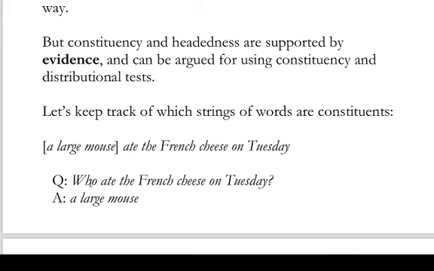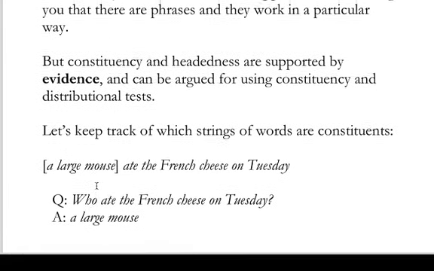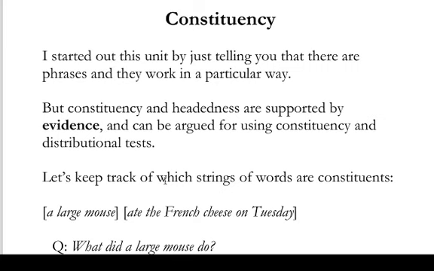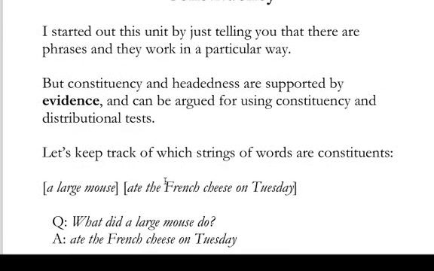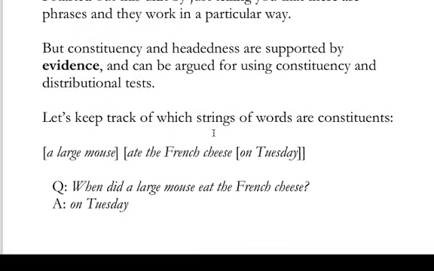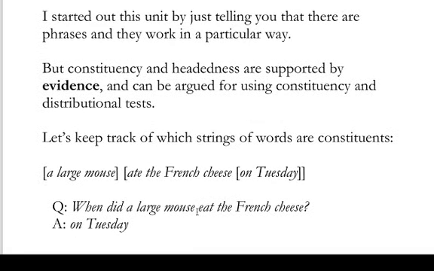So here's, again, our first test. Who ate the French cheese on Tuesday? A large mouse. That's grammatical, so let's put brackets around a large mouse. That has to be a constituent. What did a large mouse do? Ate the French cheese on Tuesday, so it looks like this is going to be a constituent too. So put matched brackets around this as well. Next test, on Tuesday. When did a large mouse eat the French cheese? On Tuesday, so put brackets around on Tuesday.